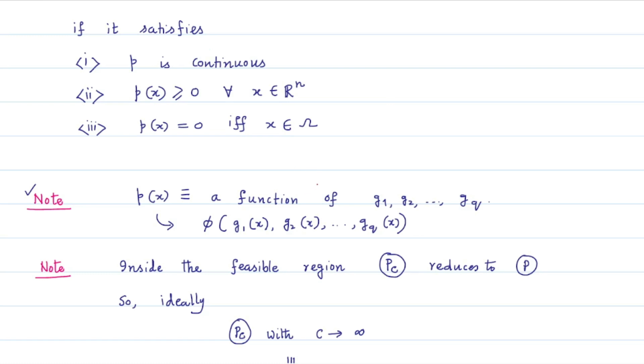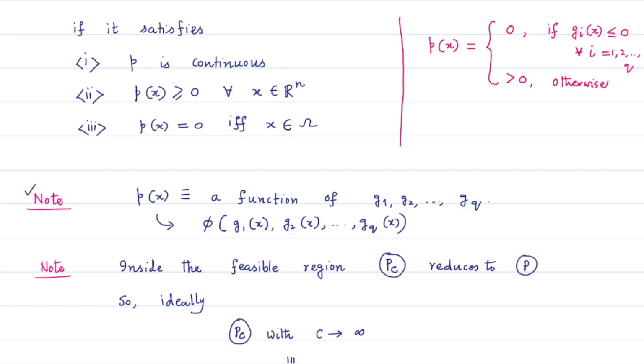But if x is not satisfying at least one of the constraints, gix less than equal to 0, then the value of px is a positive quantity, because px is equal to 0 if and only if x is a feasible point. So the expression of p should be such that it is equal to 0 for those points x for which gix are all less than equal to 0 for all i, and it should be positive if at least one of the constraints is violated. Otherwise, px value is greater than 0.